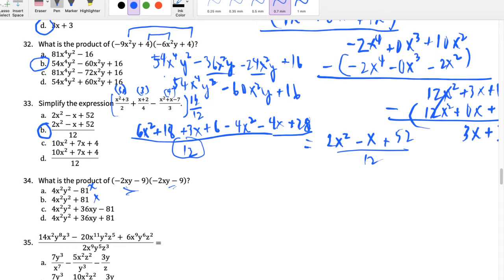Okay? So when you have a perfect square trinomial, you have the form a squared plus 2ab plus b squared. So a squared, 2xy squared, that's equal to 4x squared y squared. 2 times 2 times 9, that's equal to, what do we have here? 36. 36xy. Okay? b squared, so 9 squared, that's equal to 81. Our answer here is letter D.